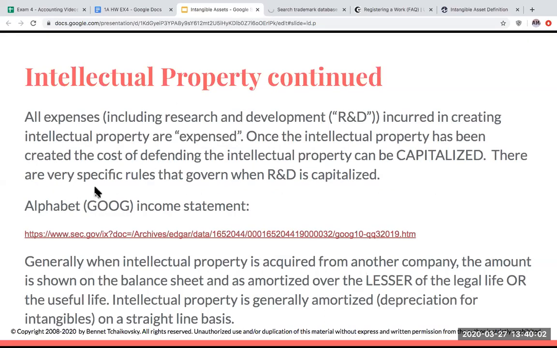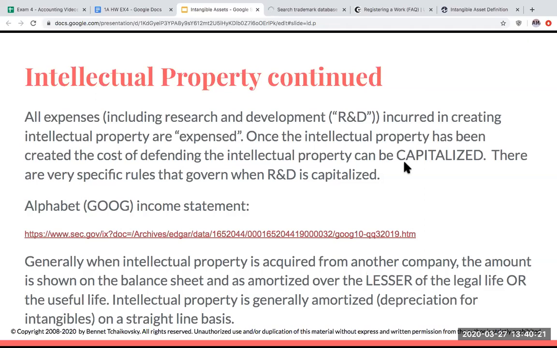Okay. So when we're looking also at intellectual property, any types of expenses, including research and development, incurred when we are creating that intellectual property are going to be expensed. Once we've created the intellectual property, we can then go through and capitalize those expenses.